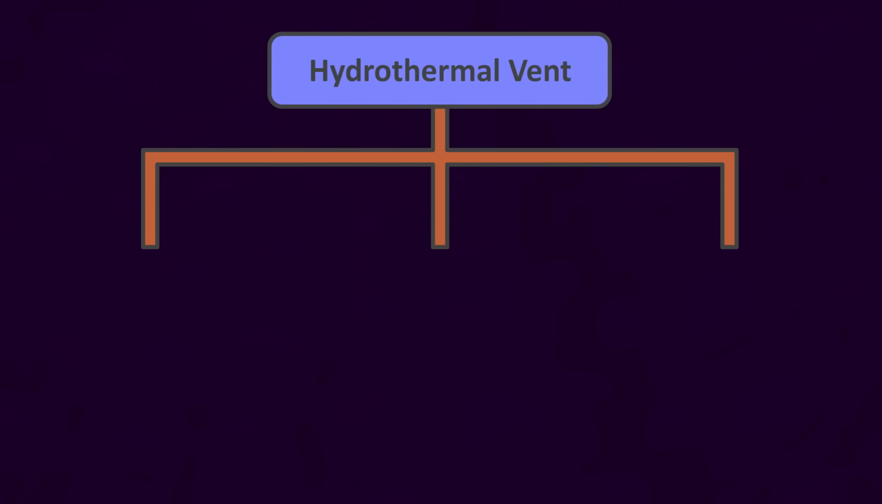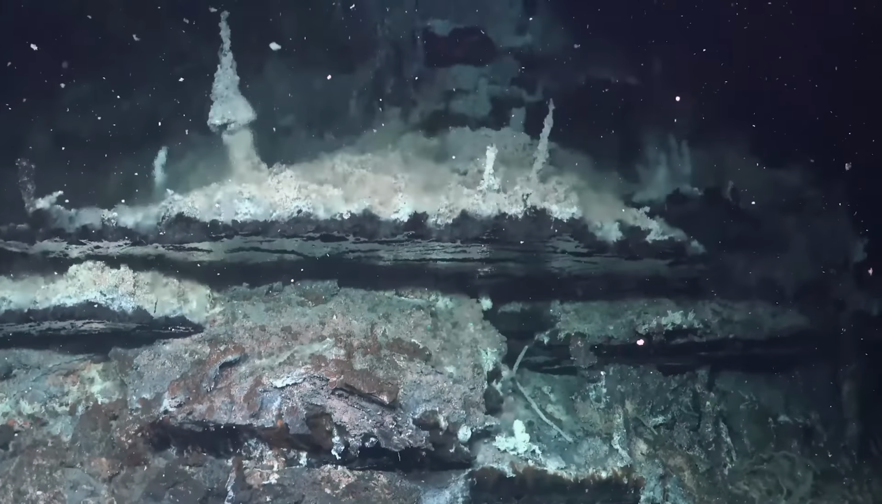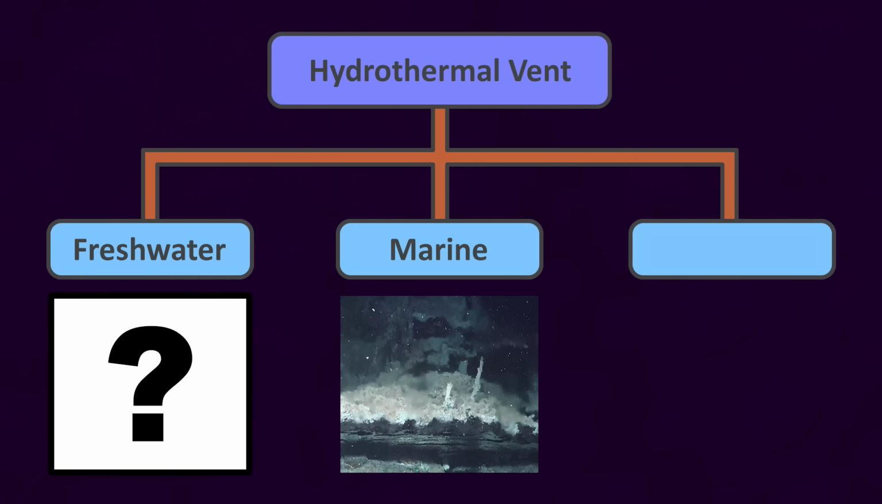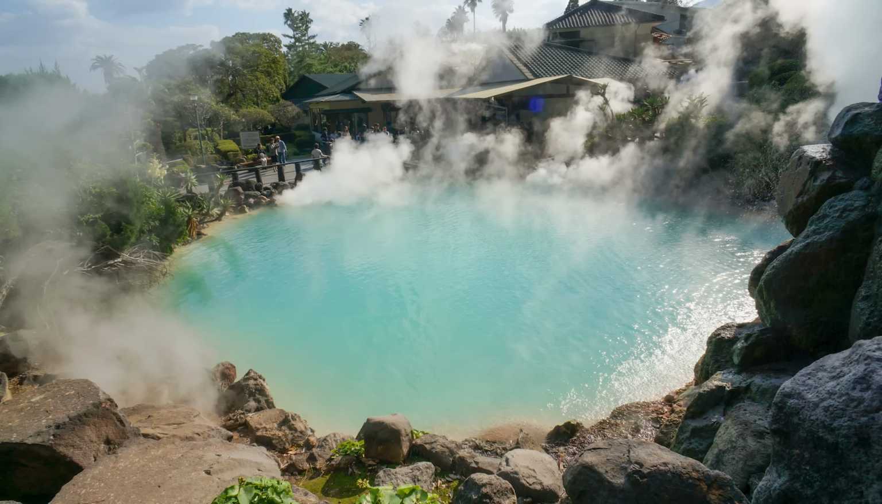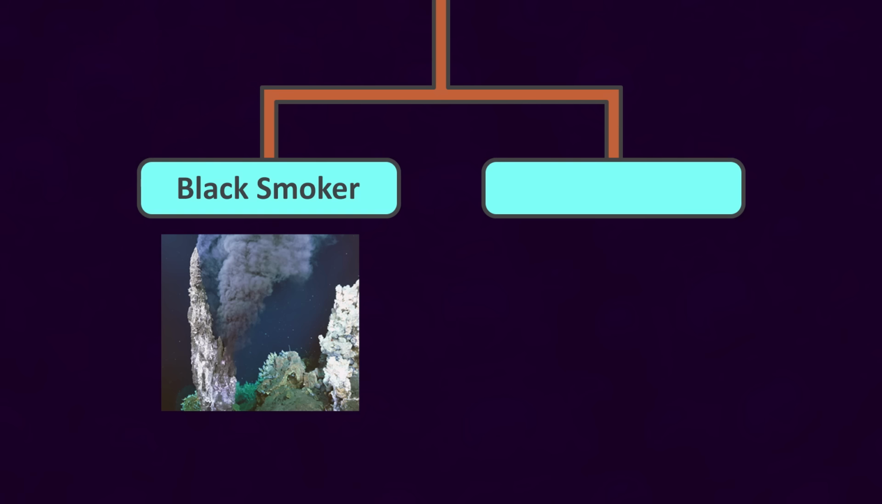As a treat, the term hydrothermal vent is mostly associated with the marine ones, the vents found in the ocean, but you can find hydrothermal vents in other places too. We found some in lakes, of which I couldn't find any pictures of, and we found some on land. You ever heard of a hot spring? That's a hydrothermal vent. In terms of the marine ones, there are basically two types, the black smokers and the white smokers.